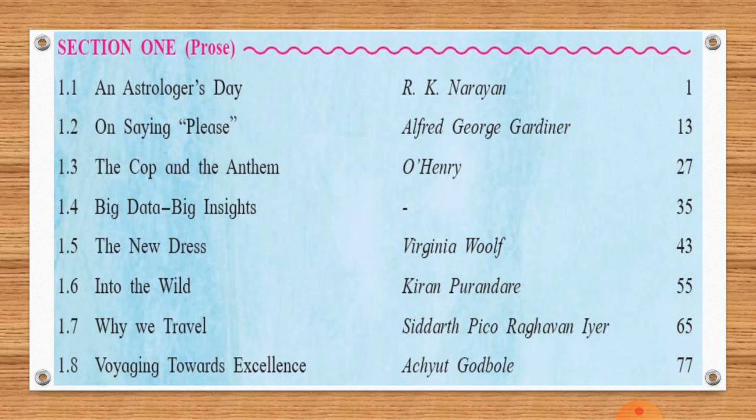Then our second lesson is written by Alfred George Gardiner, and the title of this lesson is On Saying Please. This lesson deals with human behavior, courtesy and politeness.